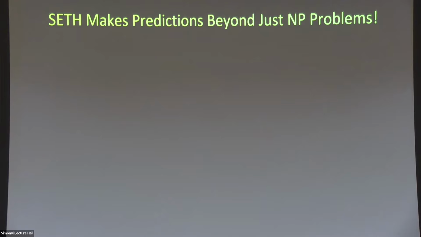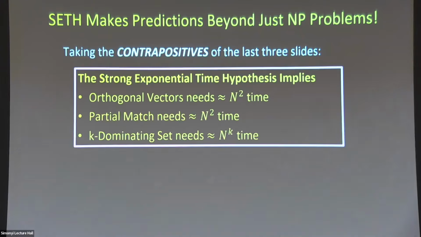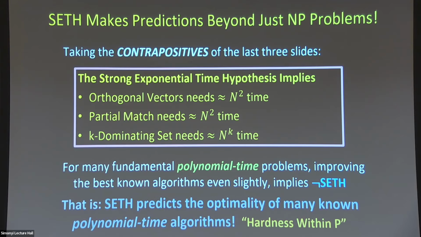So if we just take the contrapositive of the last 3 slides, then we can say that if you believe the Strong Exponential Time Hypothesis, which apparently many other people do, then we get optimal hardness for these polynomial time solvable problems: the orthogonal vectors, partial match, and k-dominating set problems. You cannot solve them much faster than the algorithms we already know. And this is true for a large range of other problems.